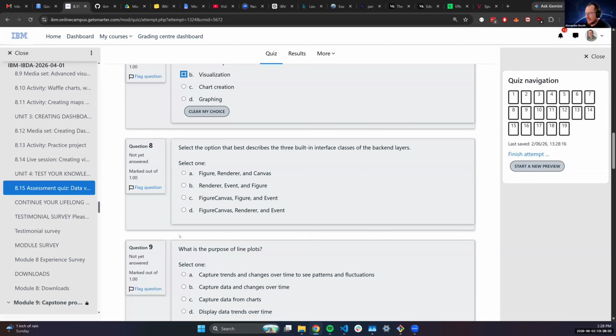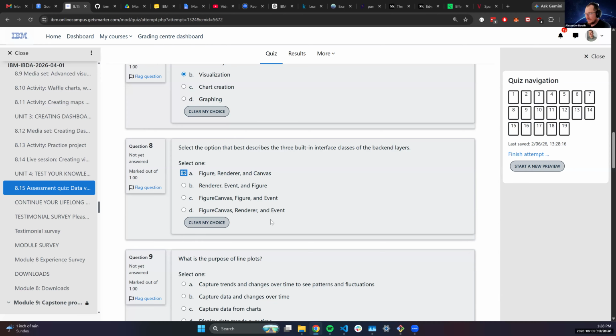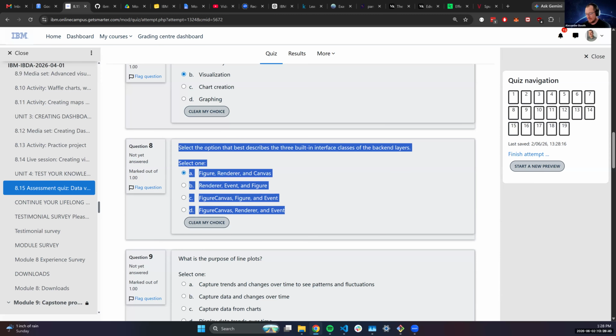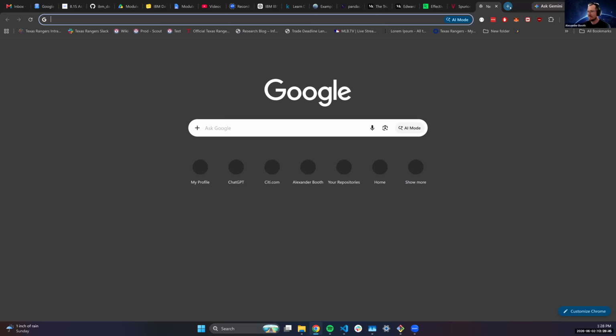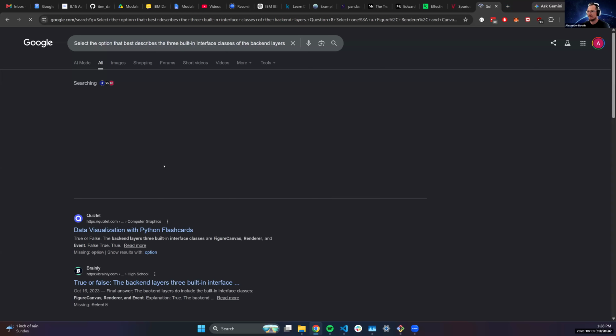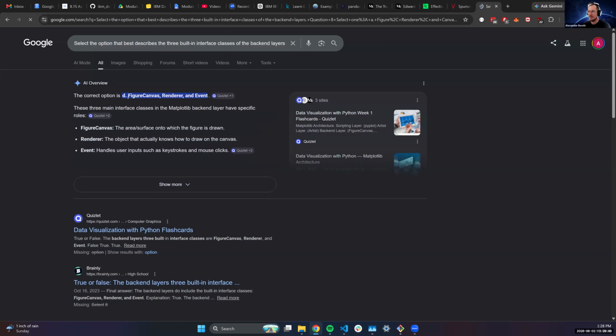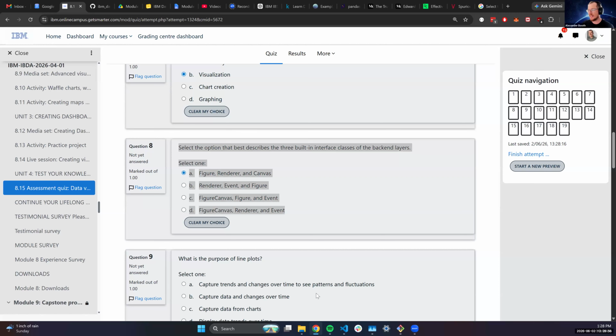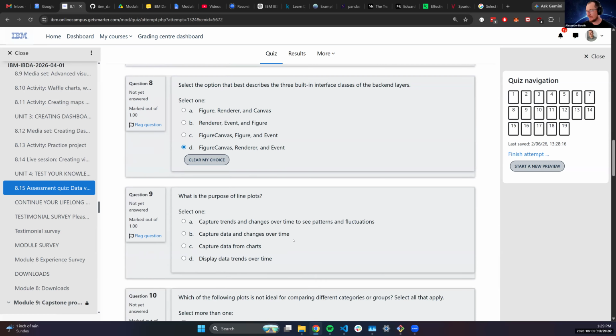Oh God, I can't remember what the answer is to this one. Figure, renderer, and canvas. Maybe we can ask AI. Oh, D. Figure, canvas, or renderer, and event. I always get that mixed up because I think figure and canvas are two separate things, but I think they are the same thing. So it's the second one: figure, canvas, the renderer, and the event.